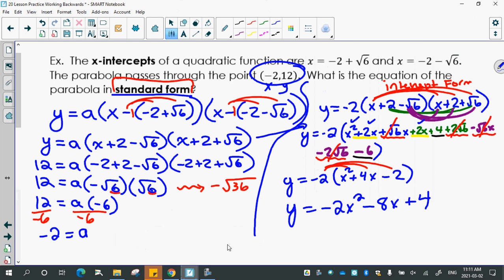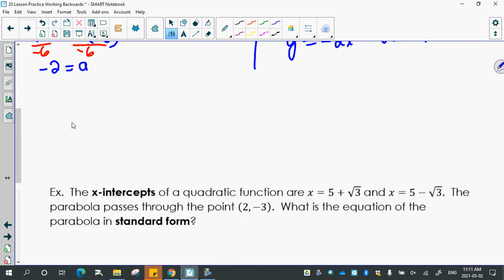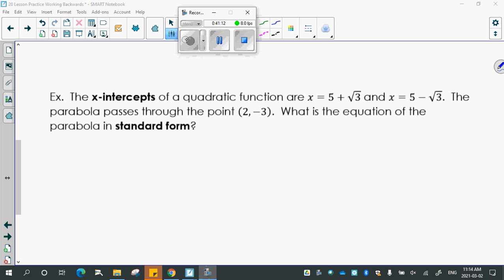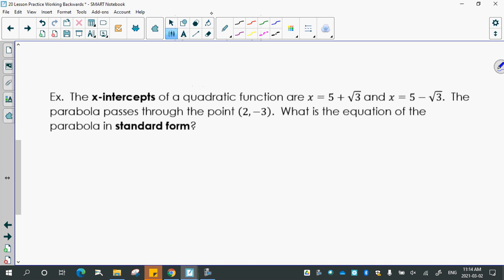Going back to this one. All right, so our next question. Do you guys want to try this one on your own? Yep. Okay, so I'll pause. Okay. All right, so a lot of you are getting as far as this. If you want to keep going on your own, go for it. But I've got lots of people writing this down as their first step, which is lovely.